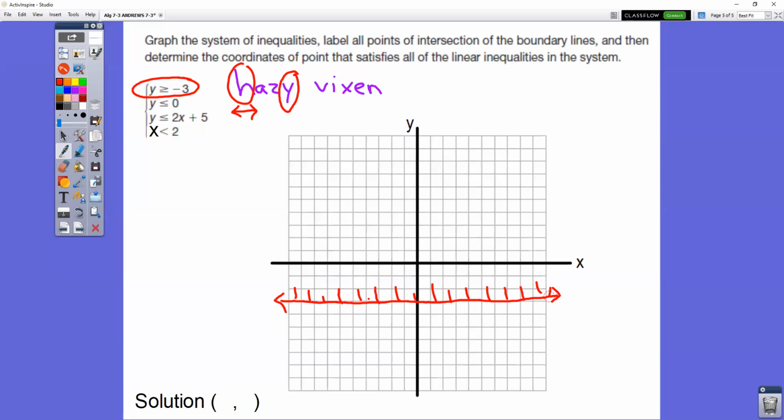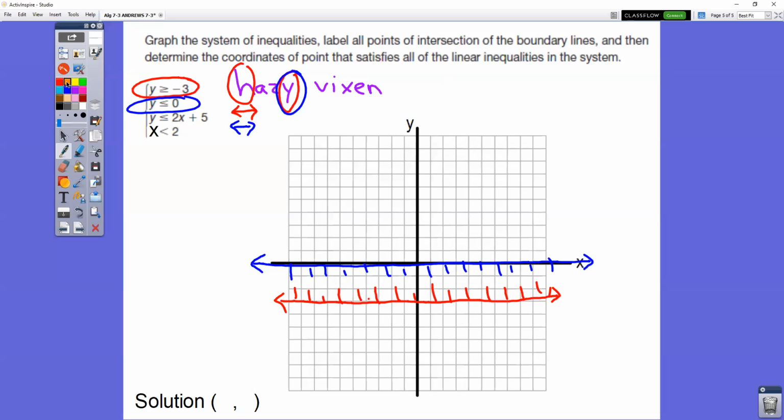For the second one, we have y is less than or equal to 0. So again, we have a y, so this is going to be a horizontal line at 0. It's a solid line because of the or equal to. It's less than, so we're shading below. Right now, our answers are in between the red and the blue. So let's keep on seeing what's going to happen.